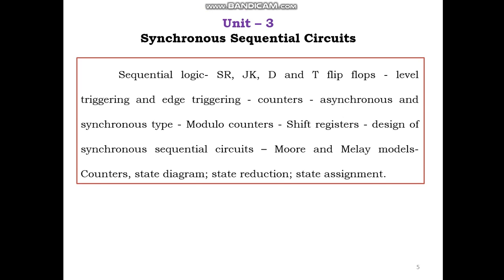Synchronous sequential circuit means the whole circuit is controlled by a common clock pulse. So there is only one clock pulse available in this model. It will enable and disable all the flip flops with the single clock. So that is synchronous sequential circuit.